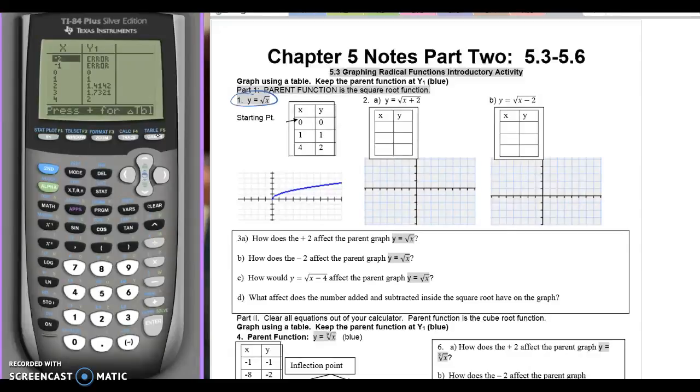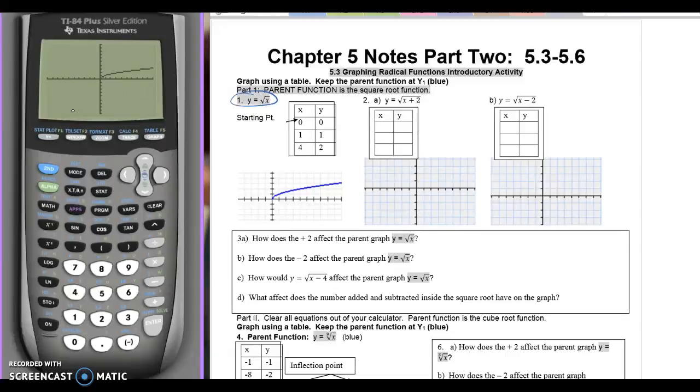0, 0 is the first point on this graph. And if you look back at the graph, notice it does not continue beyond 0, 0. It ends there. And that's because this is the square root of x function. You can't take the square root of a negative number. So all of our points are going to be in that first quadrant where you have a positive x value and a positive y value.